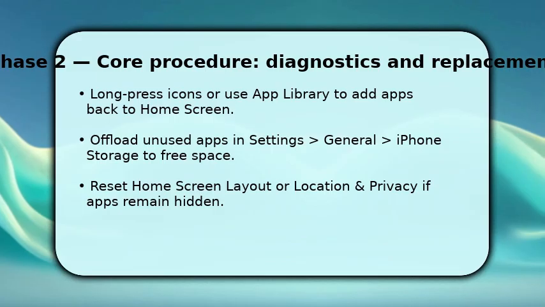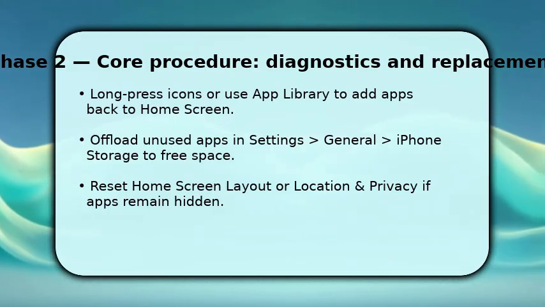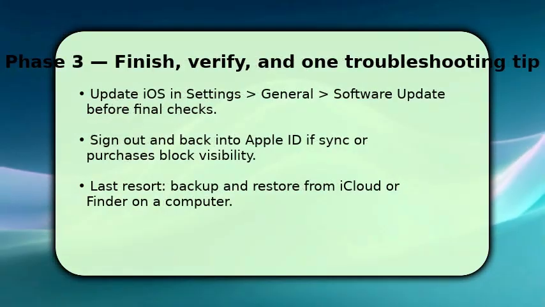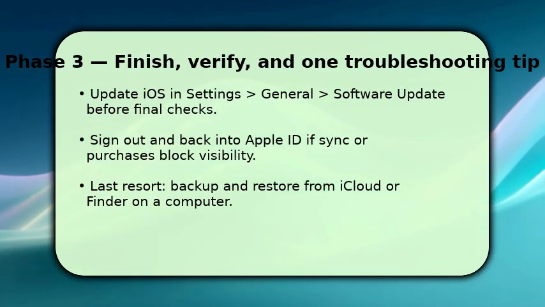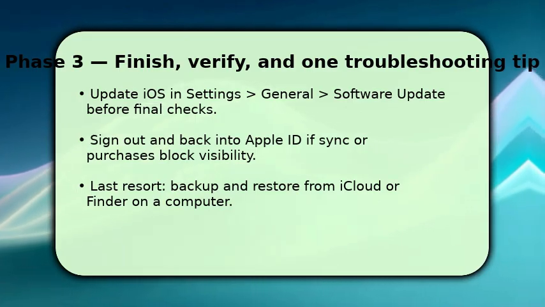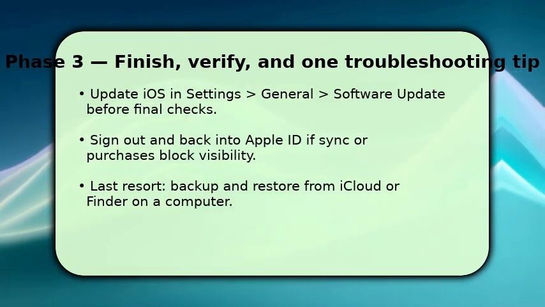Finish by updating iOS to the latest version because software bugs often hide icons. Go to Settings, General, Software Update and install. Then verify your Apple ID by signing out and back in. This resolves sync and purchase visibility problems.